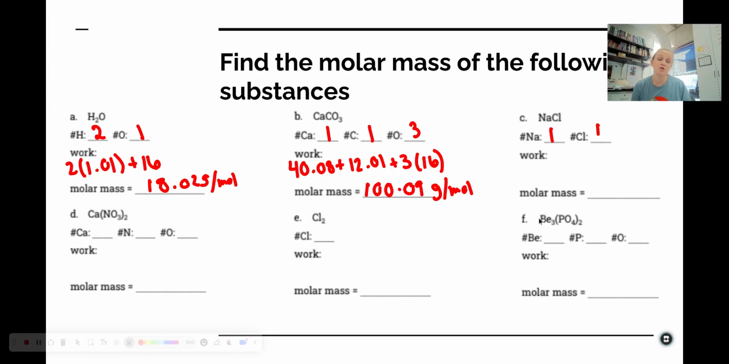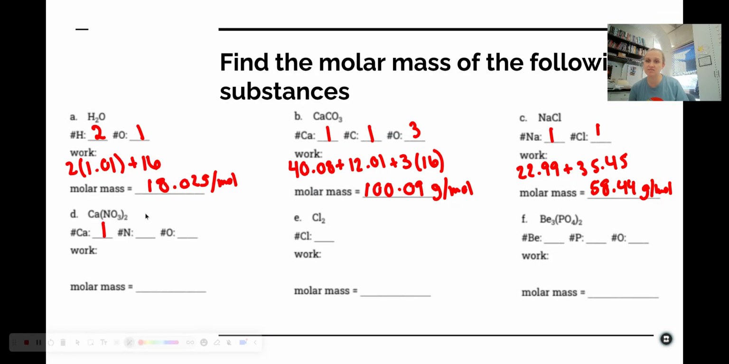I have 1 sodium and 1 chlorine. Sodium is 22.99 plus chlorine, which is 35.45. I'm just grabbing those masses off the bottom of my periodic table. Together this gives me 58.44 grams per mole. All right, if you followed along so far, I think you're probably good. If you haven't, I'm going to do the second row of these just to make sure. They do get a little more complicated as we get to the bottom.